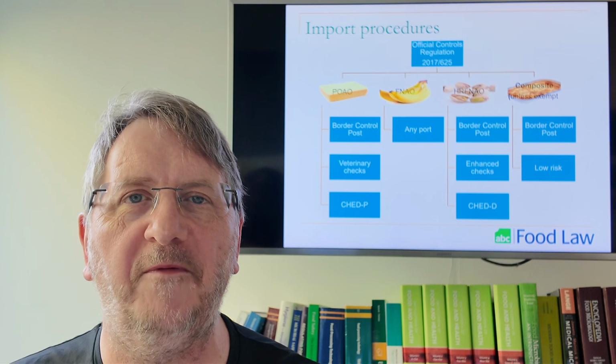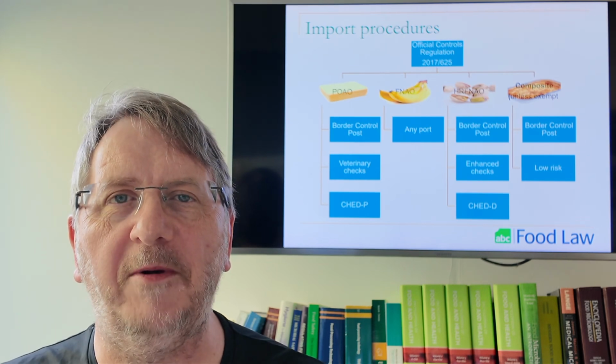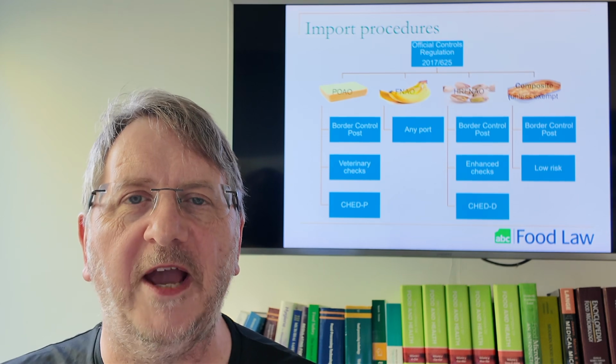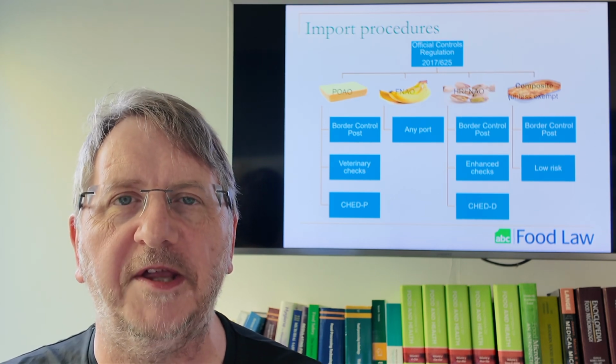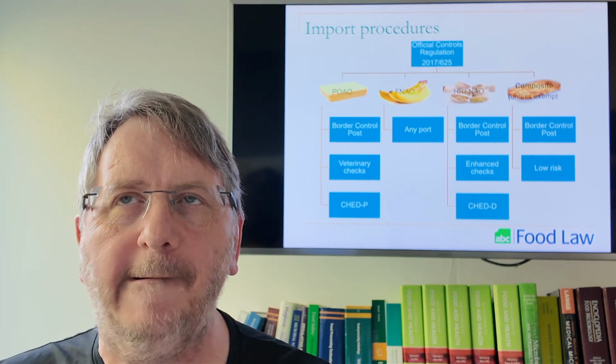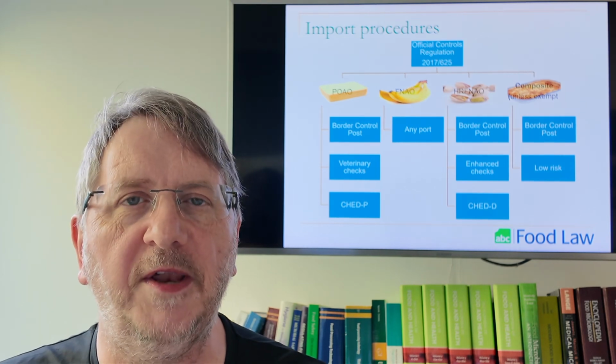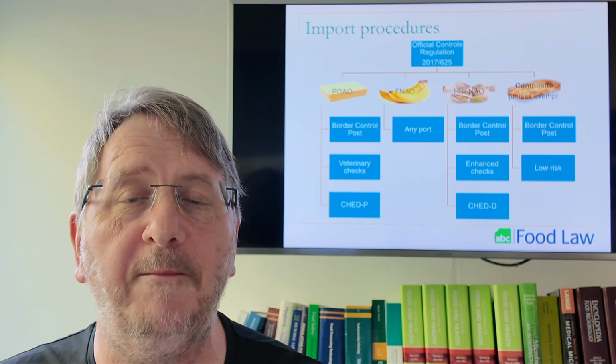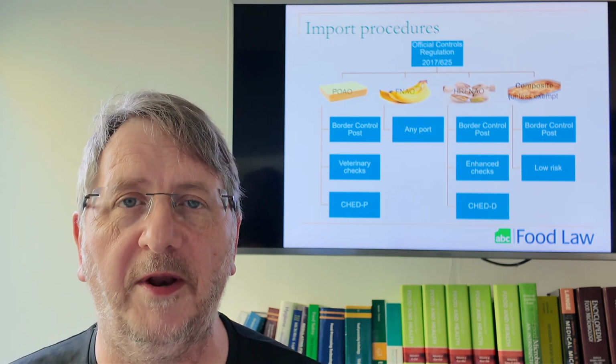Again, there is a separate video on that. So products of animal origin: border control posts, veterinary checks, pre-notification and CHED. That's what you need to know. If you're importing other foods that are not products of animal origin, not high risk foods not of animal origin, then you can import them through any port within Great Britain.